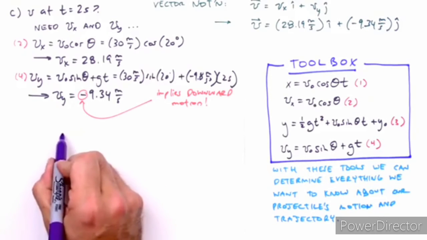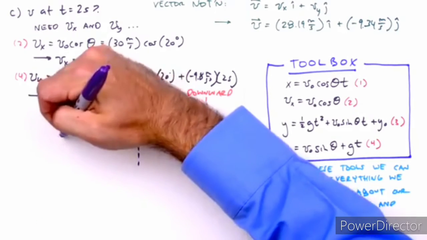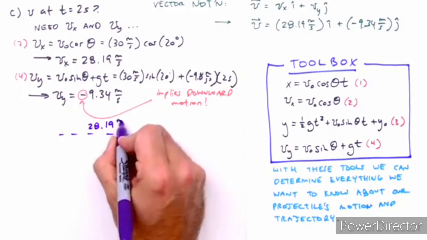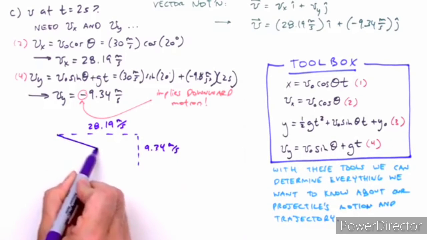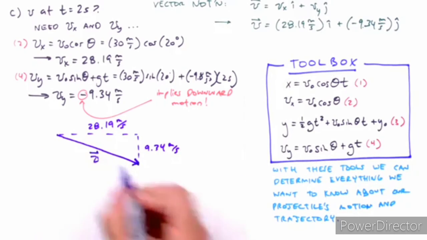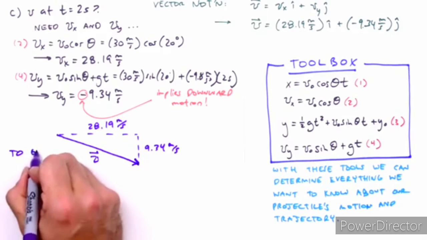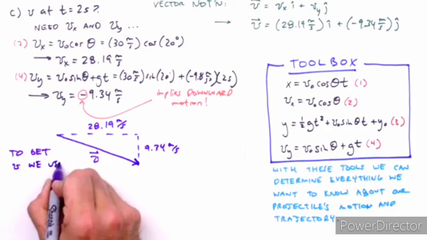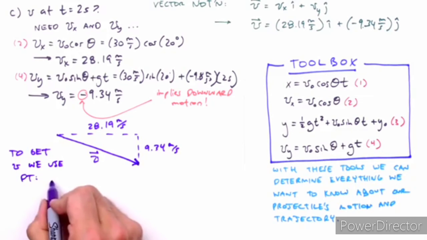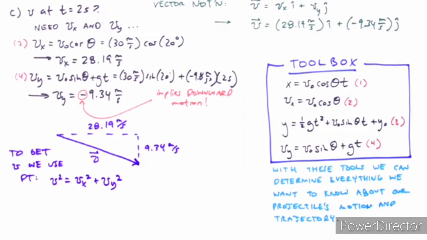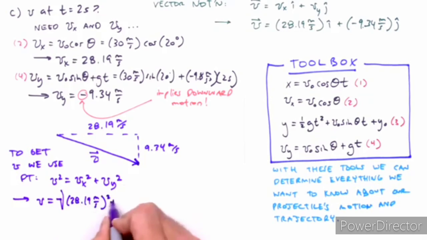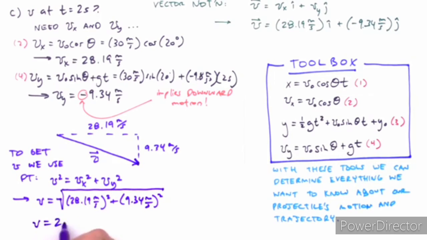But let's go ahead and determine the magnitude and direction of this velocity vector. So we've got 28.19 meters per second in the x direction and 9.34 meters per second in the negative y direction. We'll recombine these components to determine the magnitude of v using Euclid's 47th proposition, better known as Pythagoras' theorem. The square of the hypotenuse is equal to the sum of the squares of the legs. Taking the square root of both sides and inserting our values, and dropping the plus or minus sign, we get a magnitude of 29.70 meters per second. Physically reasonable? Check. Are we done?